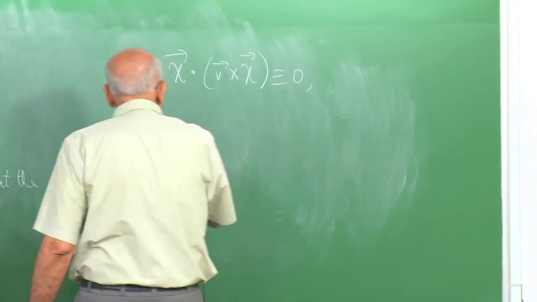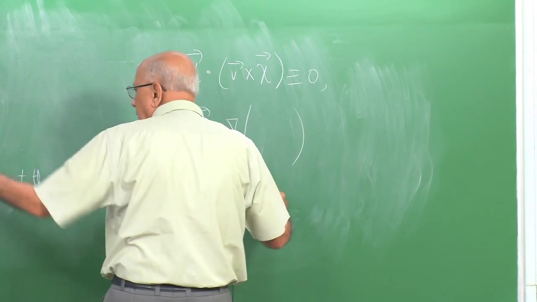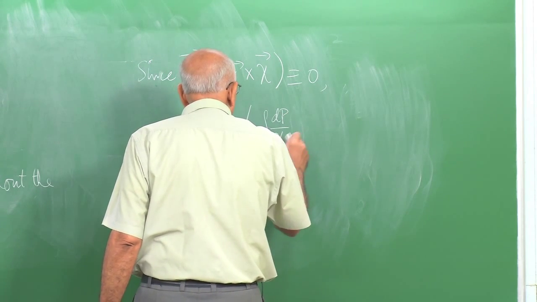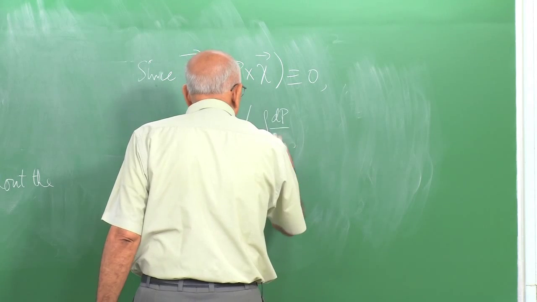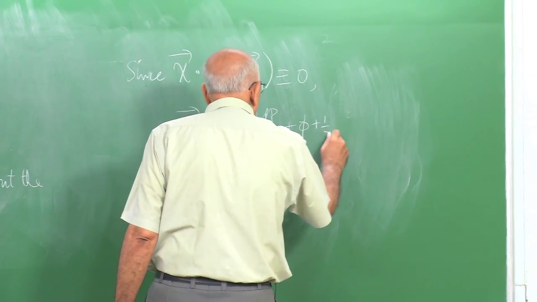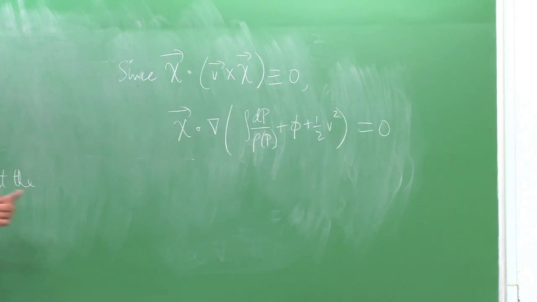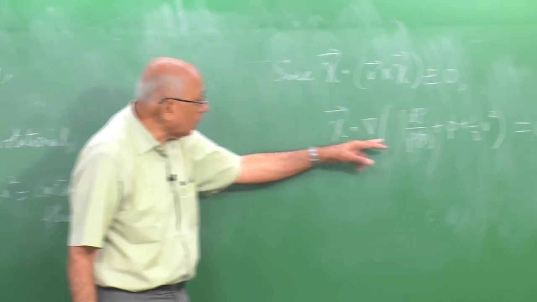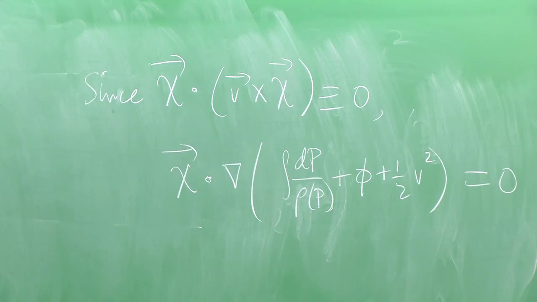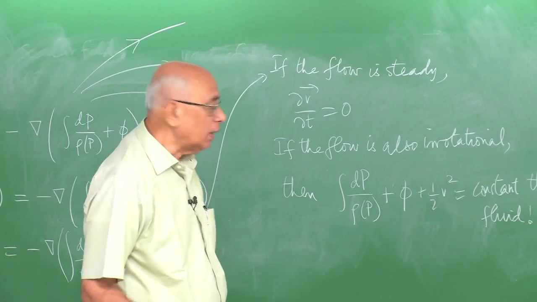Since this is so, chi dot the gradient of this quantity in the brackets, integral dp over rho of p plus phi plus half V squared, is equal to 0. And just as in the previous case where it was V dot this quantity which was 0, and I said therefore this quantity is the same along a streamline, a flow line of the velocity field V, a field line of the velocity field.